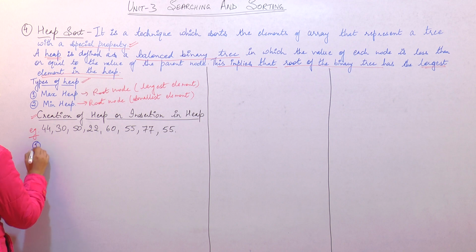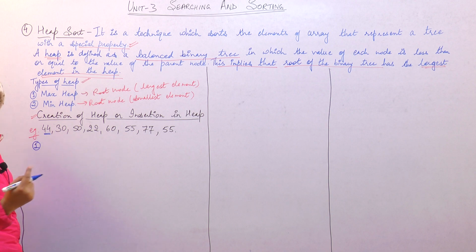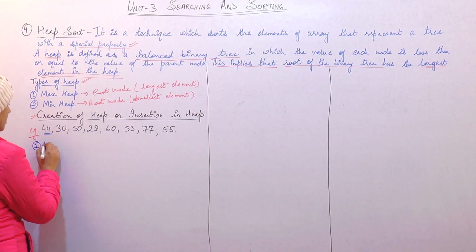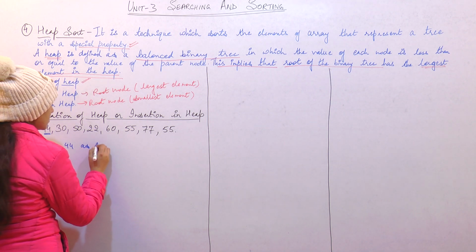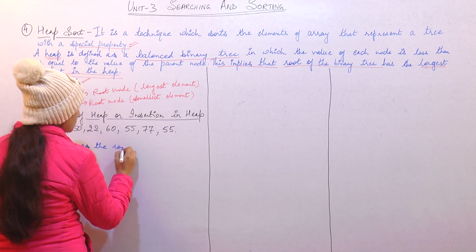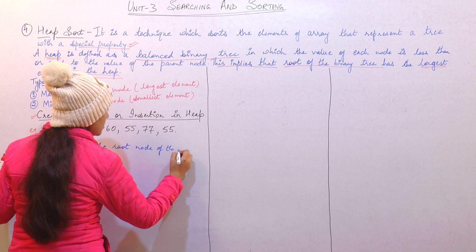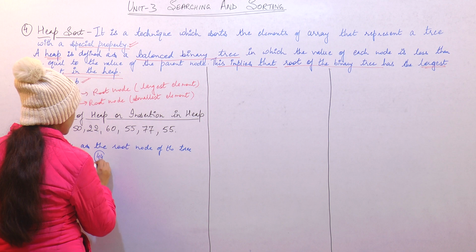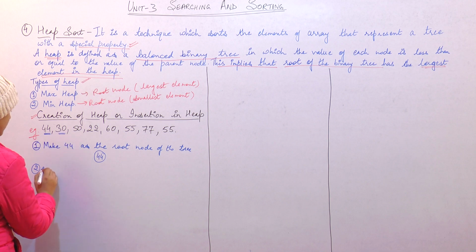In the first step we have 44 as the first element of this array. So we will make 44 the root node of the tree. So 44 will be known as the root node of the tree. Now in the second step we have the next element, 30.